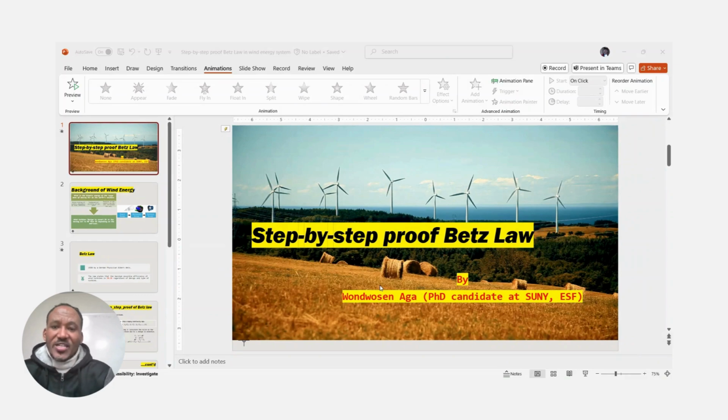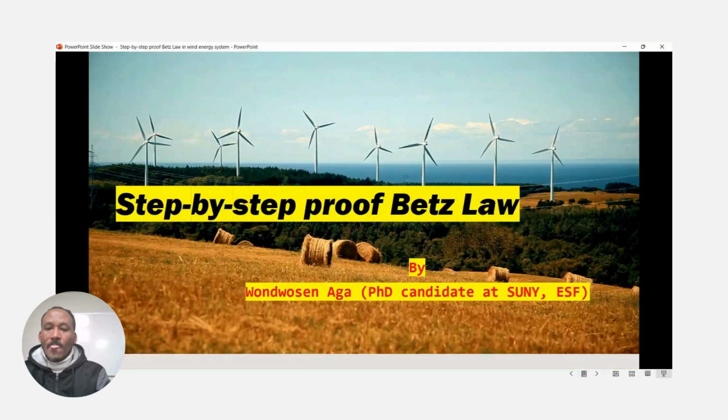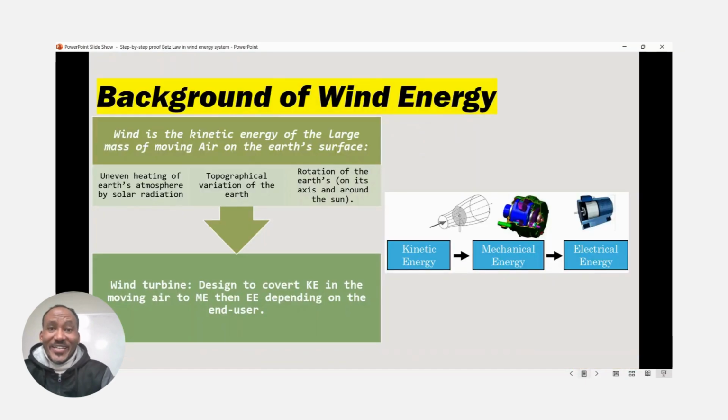As I've been saying, today I'm going to discuss the step-by-step proof of Betz Law. Before diving deep into the step-by-step proof, I want to give you quick background about wind energy. Wind energy is the kinetic energy of moving air on Earth's surface. And this moving air occurs due to three main factors. The first factor is uneven heating of Earth's atmosphere by solar radiation.